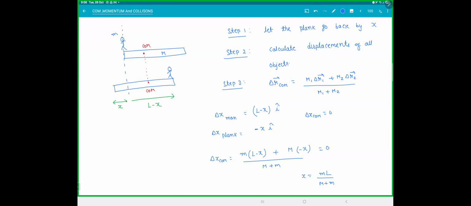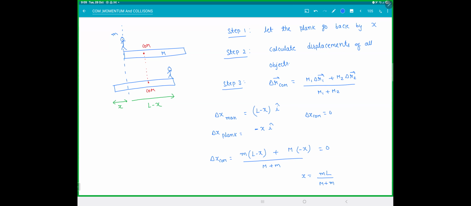Check the process how I did this. Now, the method is important, how I did this, systematically. All got what we did. Let the plank go by x. The plank went x backward, minus x i cap. The man went L minus x forward. Center of mass of the system did not move. Why? Because the whole system was at rest initially. So delta x center of mass is m1 delta r1 plus m2 delta r2 by m1 plus m2. Put it there and you get the displacement. Sure with this? Any doubts on the process? The process is important.